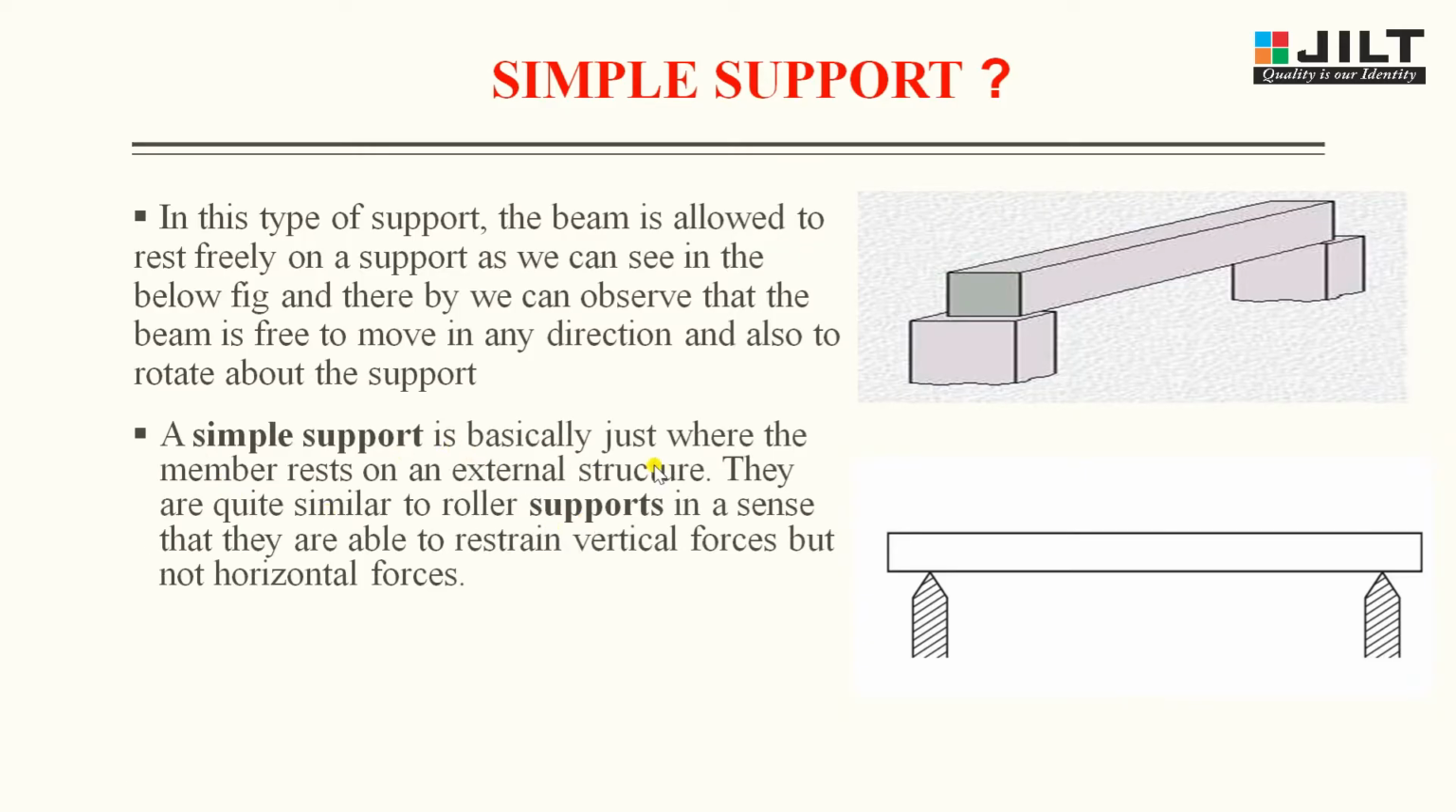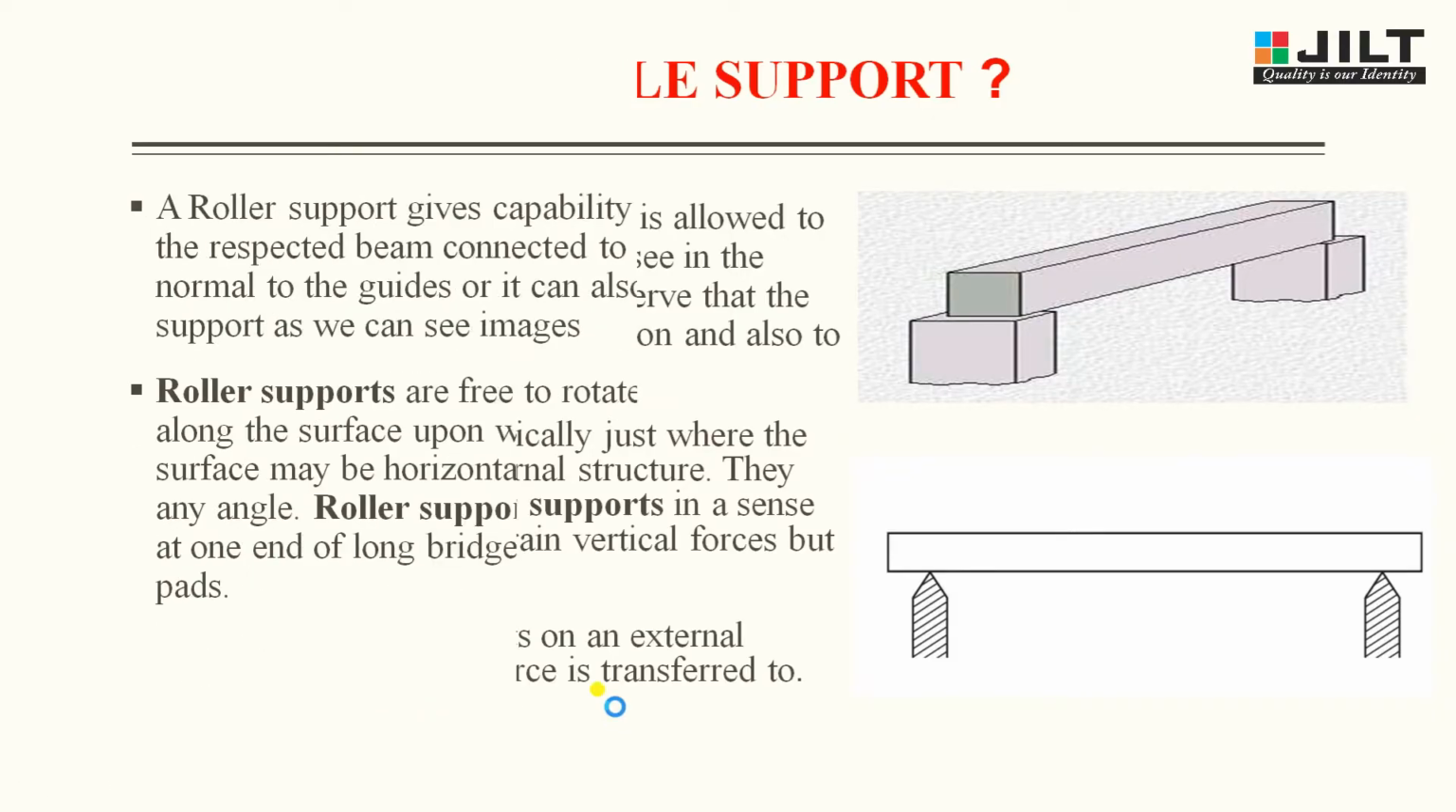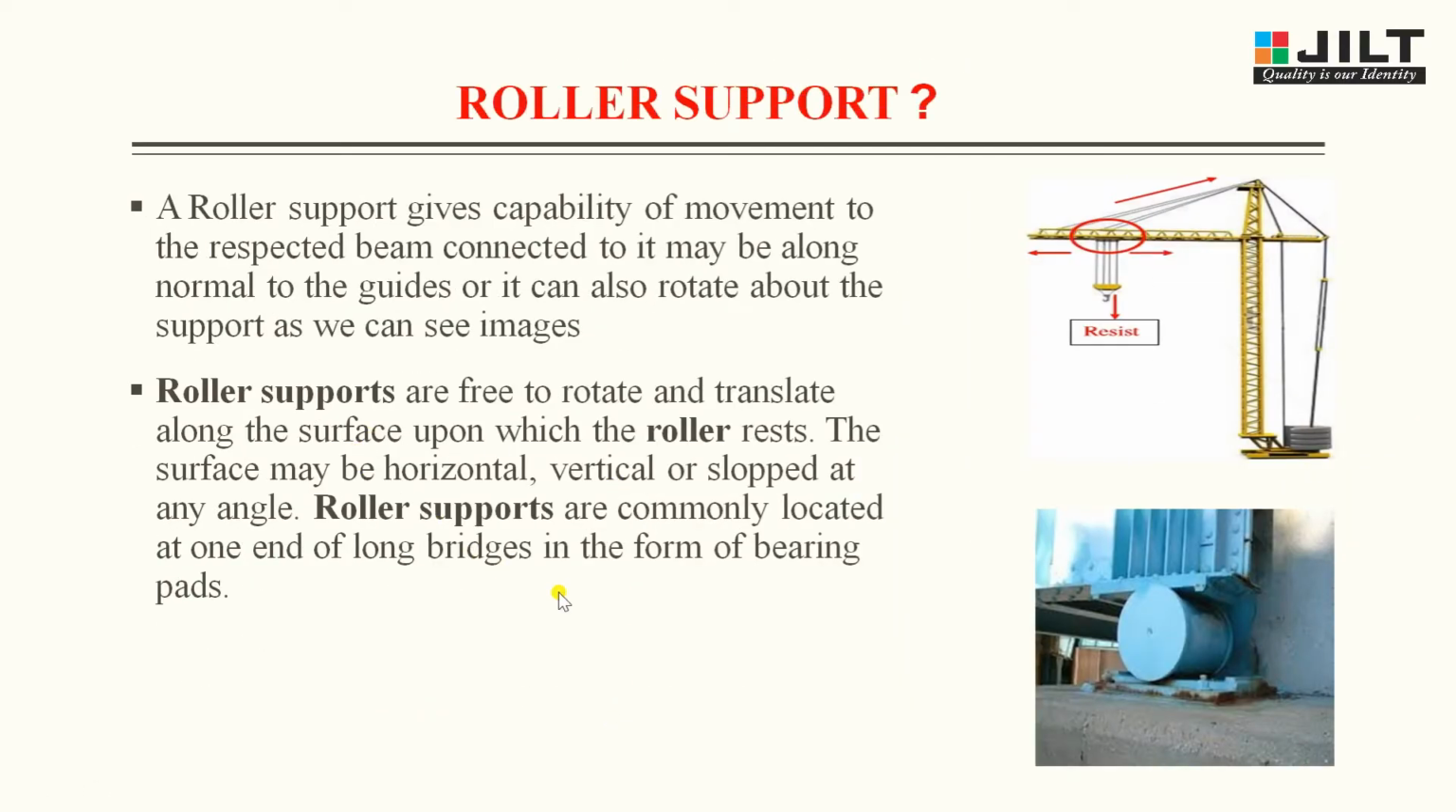A simple support is basically where the member rests on an external structure. They are quite similar to roller supports in the sense that they are able to restrain vertical forces but not horizontal forces. In simple support, only vertical forces are available. The member simply rests on an external structure to which the force is transferred. Now let us study what is meant by roller support. A roller support gives the beam connected to it the capability of movement, may be along the normal to the guides, or it can also rotate about the support, as we can see in the images available.